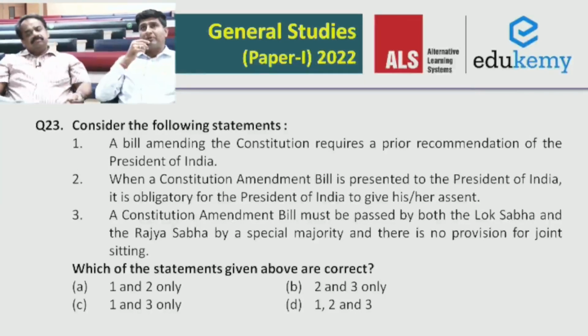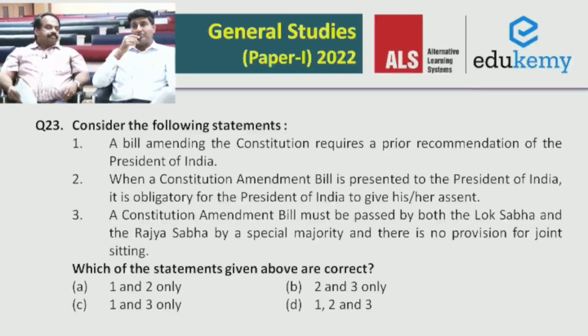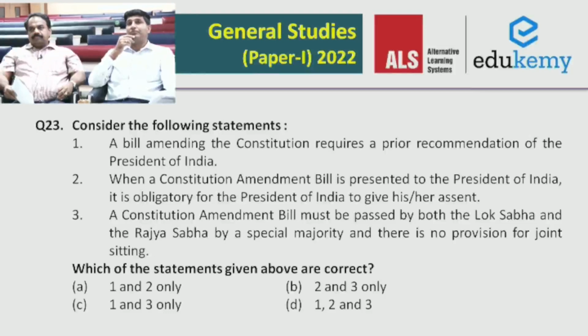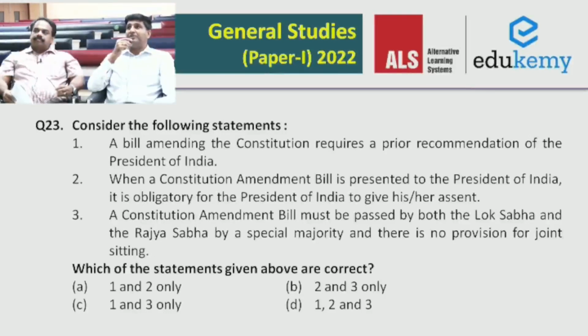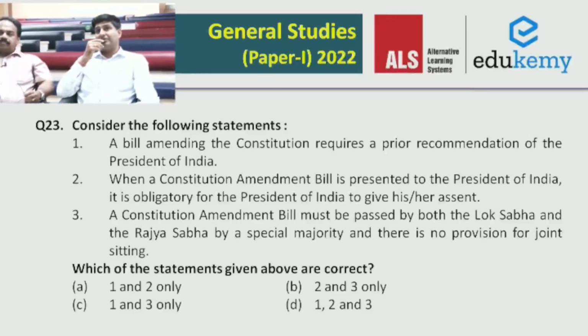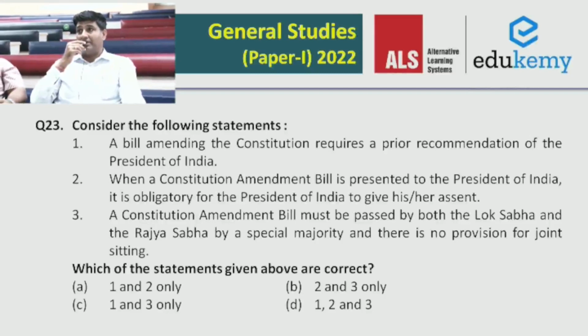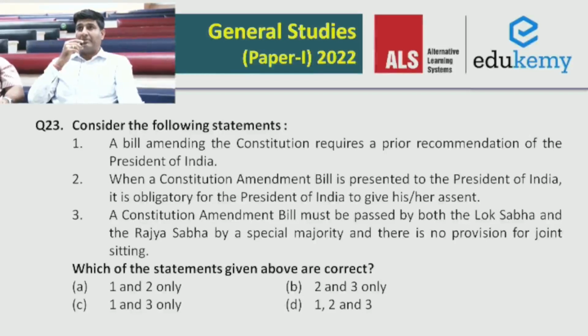Any member from any house of the two houses of parliament can introduce the constitution amendment bill. So the first statement is wrong. Second statement: when a constitution amendment bill is presented to the President of India, it is obligatory for the President of India to give his or her assent. This statement is correct. President has no veto power on a constitutional amendment bill.